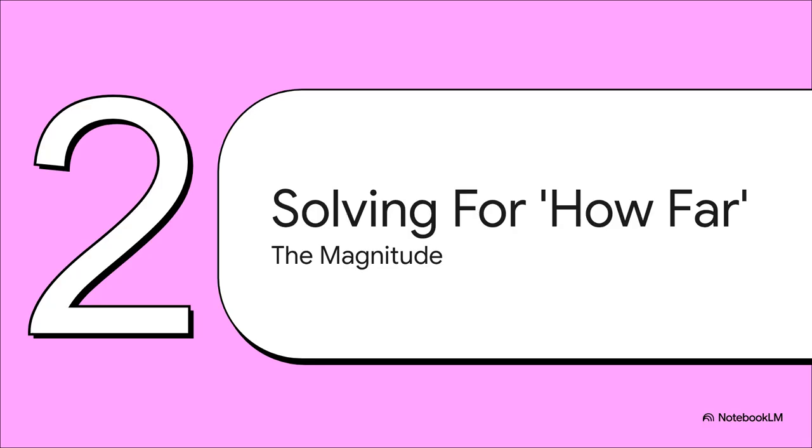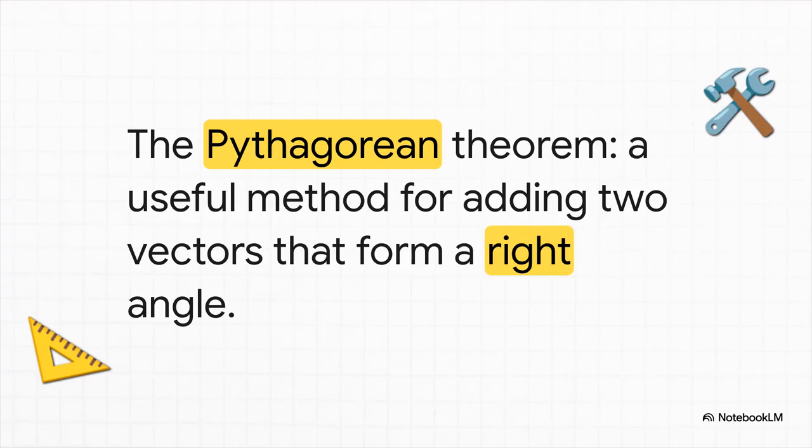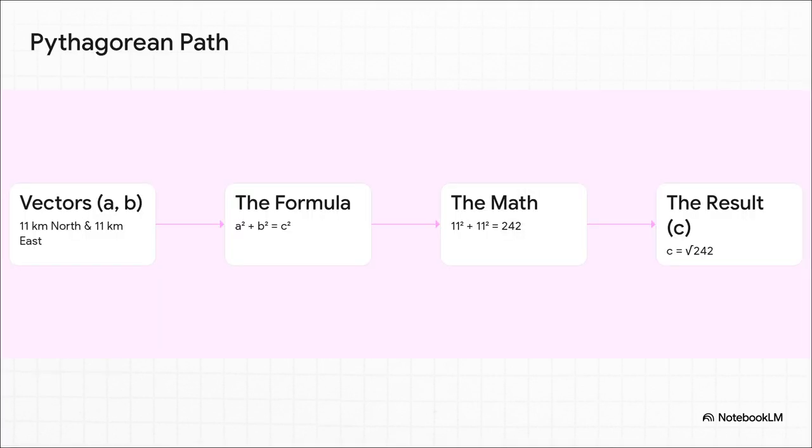All right, now that we've got those definitions straight, let's get back to Eric out there in the woods. We're going to use what we know about vectors to figure out the how far part of his journey, what we call the magnitude of his displacement. And guess what? The perfect tool for this job is something you probably remember from math class, the good old Pythagorean theorem. It's the absolute best way to add two vectors together when they form a right angle. And what do you get when you combine a path north and a path east? A perfect 90-degree angle. So let's walk through it together.